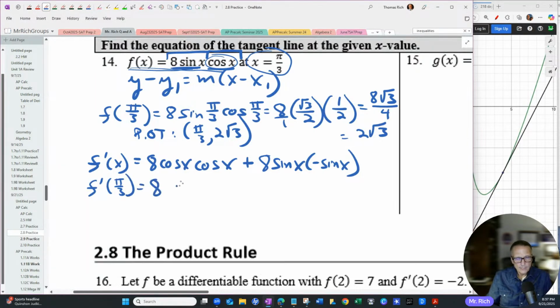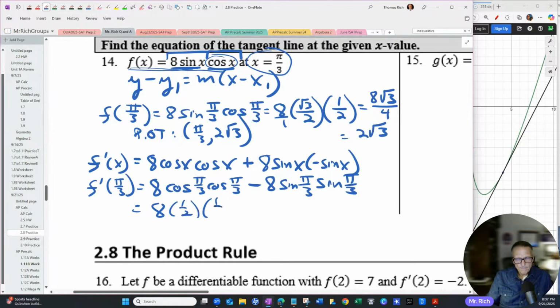It'll be 8 times cosine pi over 3 times cosine pi over 3. We'll move this minus to the front since it's sine x times a negative sine x. So that'll be negative 8 sine pi over 3 times sine pi over 3. All right, so that'll be 8 times 1/2 times 1/2 minus 8 root 3 over 2 times root 3 over 2.